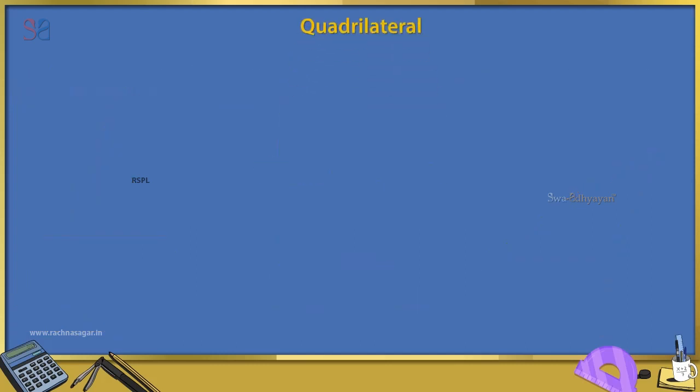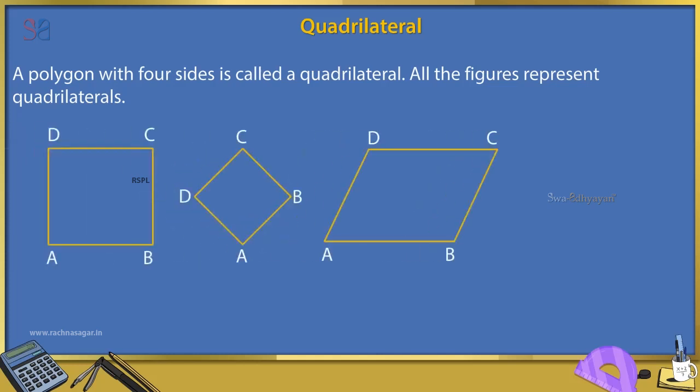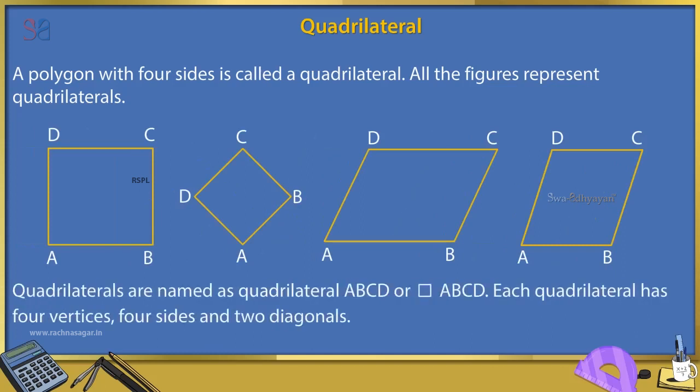Quadrilateral. A polygon with 4 sides is called a quadrilateral. All the figures represent quadrilaterals. Quadrilaterals are named as quadrilateral ABCD. Each quadrilateral has 4 vertices, 4 sides and 2 diagonals.